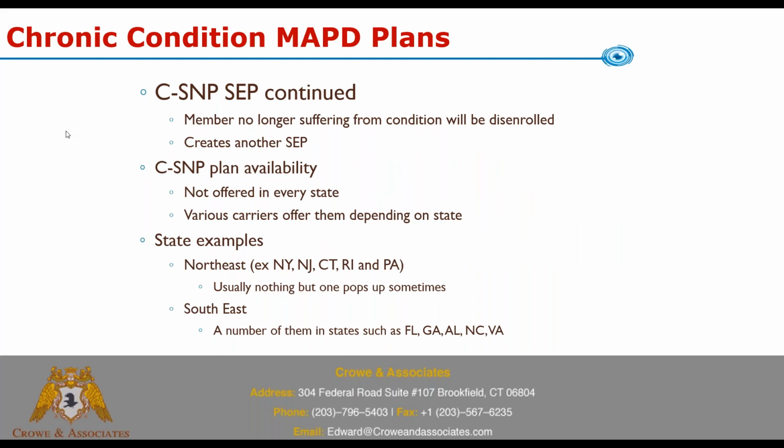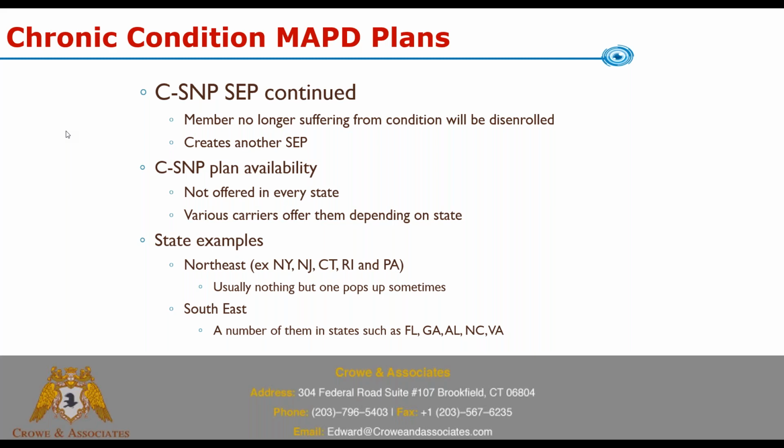The other thing that can happen, I never ran into this one too often, but theoretically, if you enroll a member, they verify the chronic condition, they're in the plan, and then down the road they no longer suffer from that chronic condition, and that's discovered, they will then be disenrolled. But again, it will create another SEP. They'd have a 2-month window then to enroll back into something else.